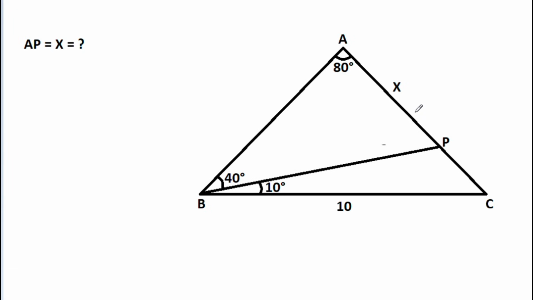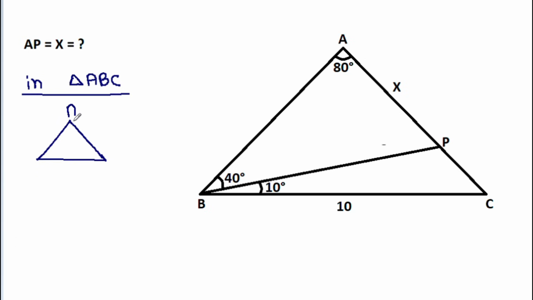Can you find the length x? In triangle ABC, it is A, B, C. This angle is 80 degrees. This angle is 40 plus 10. That will be 50 degrees.